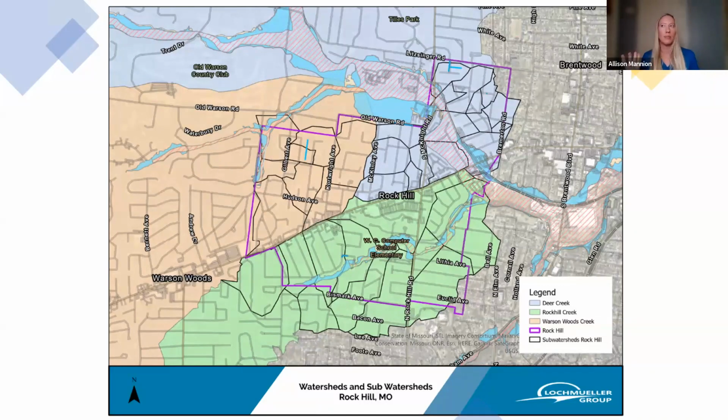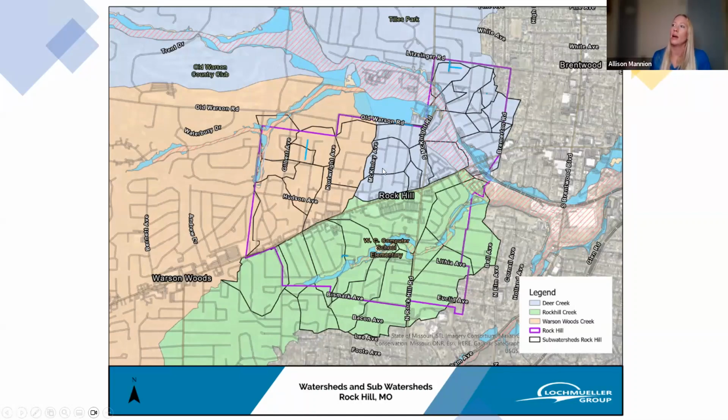But before we were actually out in the field doing the data collection part, we looked at the city holistically, and there are really three main creeks that run through the city. There's Deer Creek, Rock Hill Creek, and Worsen Woods Creek. Rock Hill Creek and Worsen Woods Creek both eventually do flow to Deer Creek, but in the interest of dividing the city up, those were the three main watersheds we divided the city into. Those are represented by each of these colors: the green being the Rock Hill Creek watershed, the orange being Worsen Woods Creek watershed, and the blue being Deer Creek watershed.